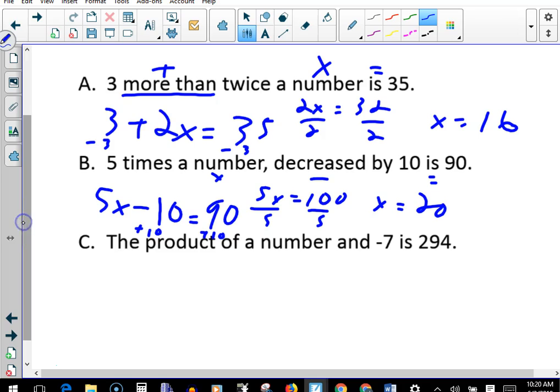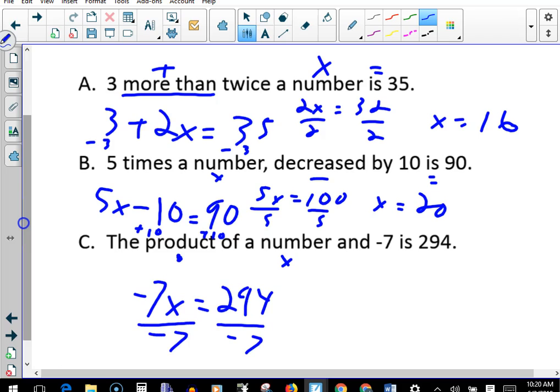Last, the product. That means multiplication, right? So the product of a number and -7 is 294. Just divide by -7. X equals 7 goes into, so it's going to be a negative number for one thing. 7 goes into that 4 times. 4 is 28, 14, -42.